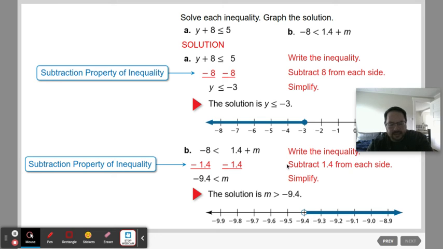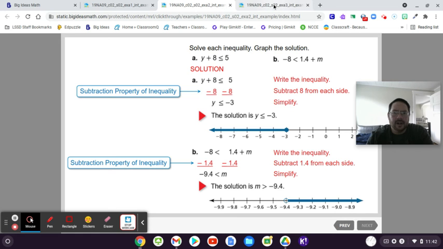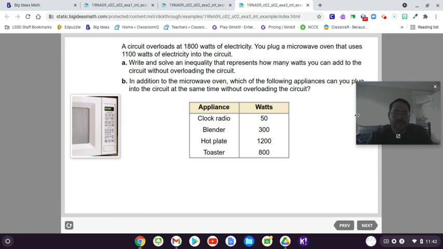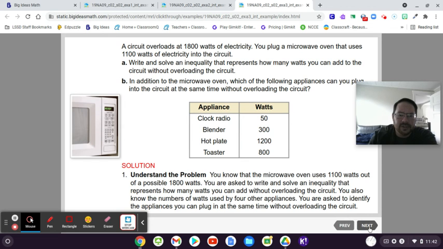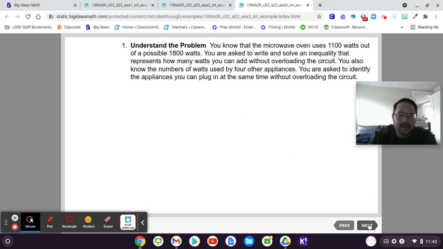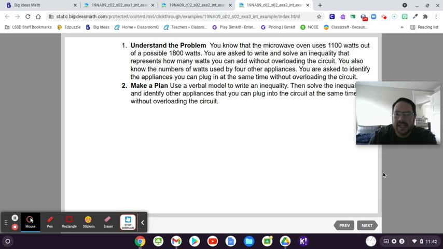Okay, and you're going to also have a couple of story problems that you're going to have to work out. So here we have a circuit that overloads at 1800 watts, and you plug in a microwave that uses 1100 of those 1800 watts. So what's an inequality that represents how many watts you can add to the circuit without overloading it? All right, so anytime you're doing any sort of story problem, you should make sure you understand the problem and come up with a plan.